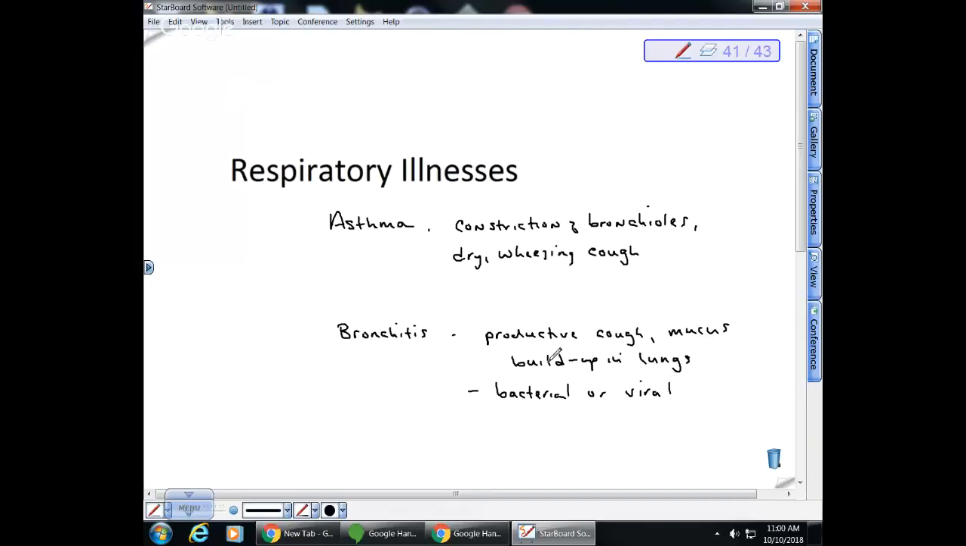So how do they treat asthma? With albuterol. This one's going to open up the airways. So it is actually a steroid, which decreases inflammation. So albuterol is a steroid that decreases inflammation. So it helps to open up those airways. It also causes a dilation of the airways. So asthma is not treated with antibiotics. Bronchitis can be treated with antibiotics if bacterial.